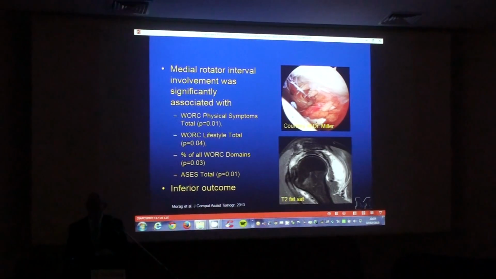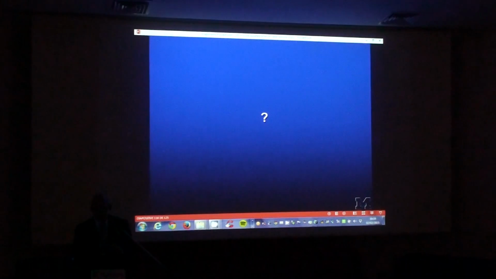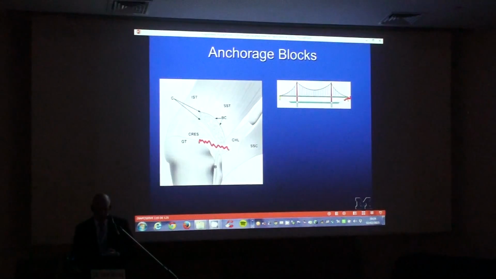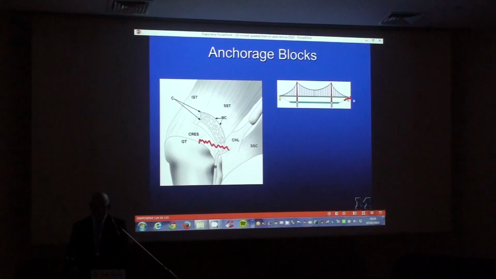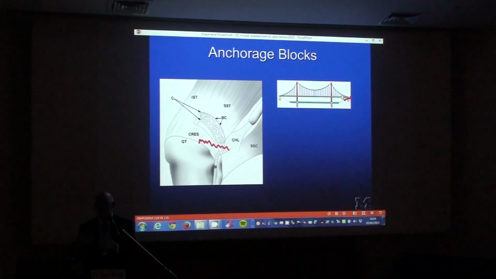So again, why? Why would that occur? Our theory is this. You have a tear extending from the cuff into that interval, basically disrupting the connection between the cable and the anchorage block. You've lost that connection to the cable. You cannot have stress shielding. It's a theory out there.